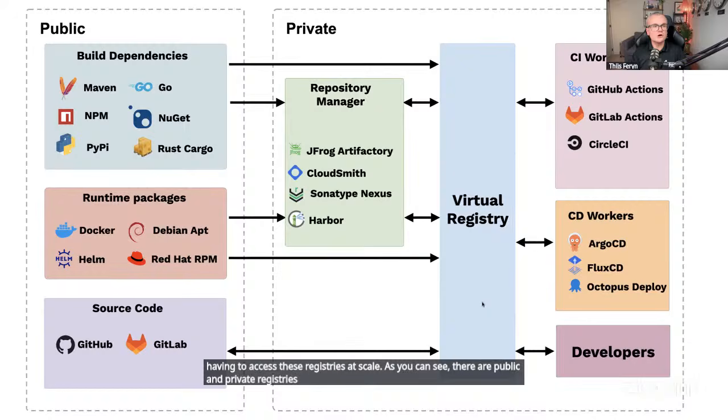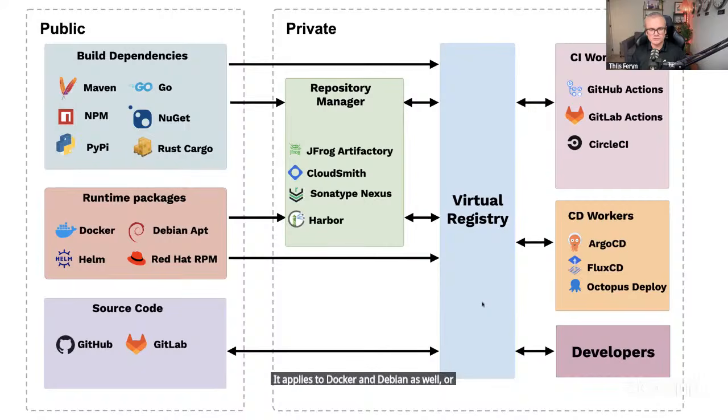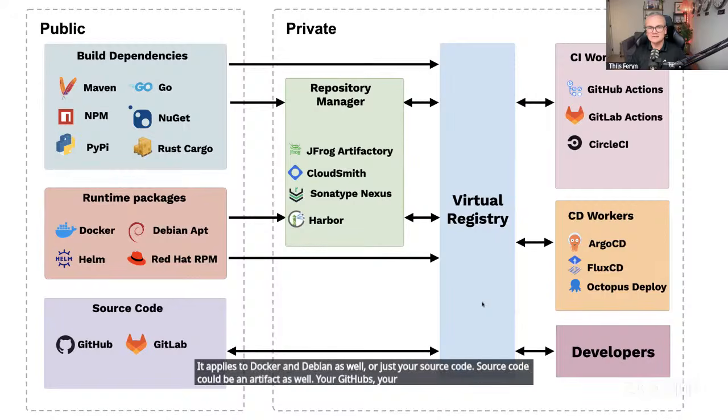The public ones, you know them. Those are the public PyPI, Rust Cargo, NuGet, npm, Maven, you name it, all those public registries. It applies to Docker and Debian as well, or just your source code. Source code could be an artifact as well. Your GitHubs, your GitLabs, that can be accelerated too.